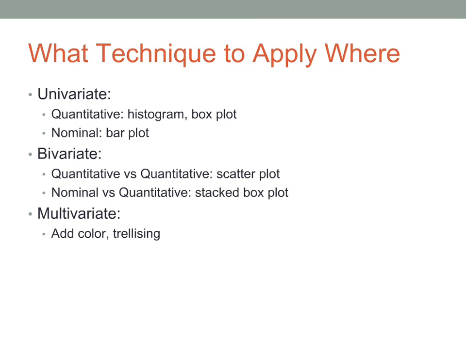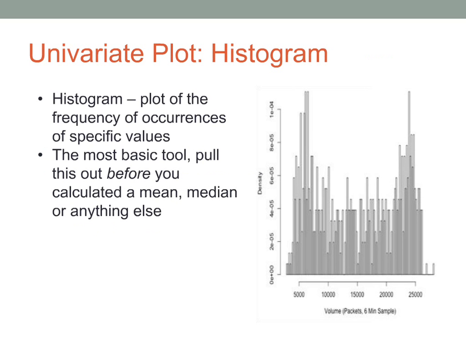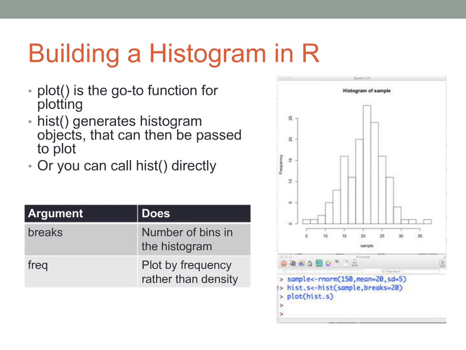So, this is a histogram. Everybody should know what a histogram is anyway, but it's a plot of the frequency of occurrences at specific values. This is the most basic plotting tool for univariate data. I don't know that there is really more to say about it than that. It's just the first thing you pull out. And in the case of R, you can plot it using the plot function, or you can use hist. Hist, if you've used R before, generates a histogram object, which is an entity with its own values that you can examine. It'll give you the breaks, it'll give you the five-number summary, things like that.